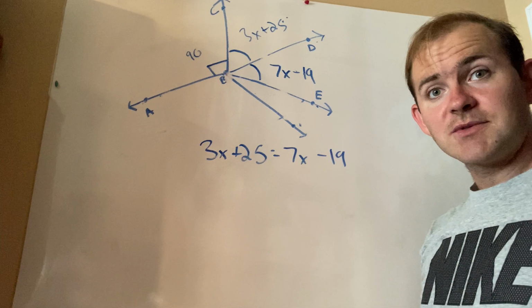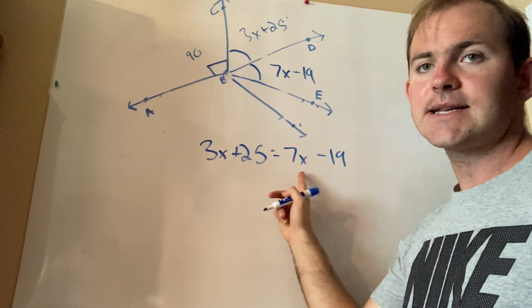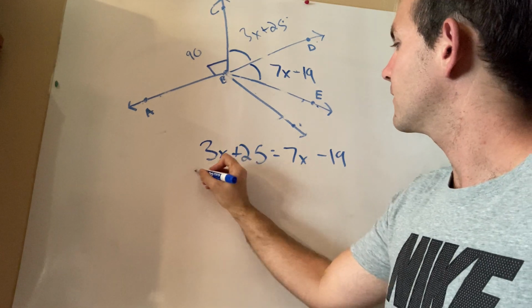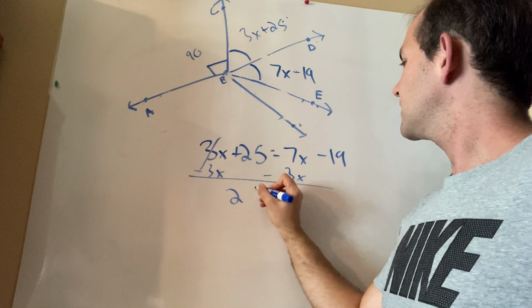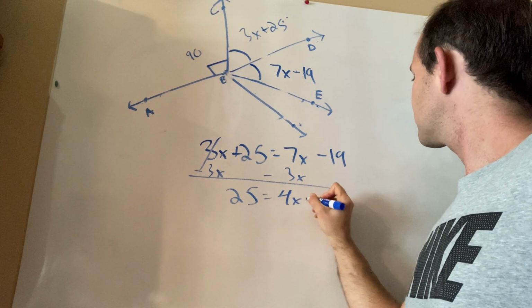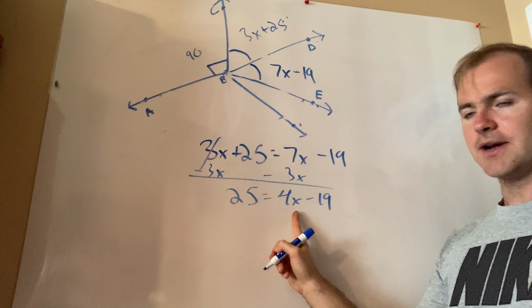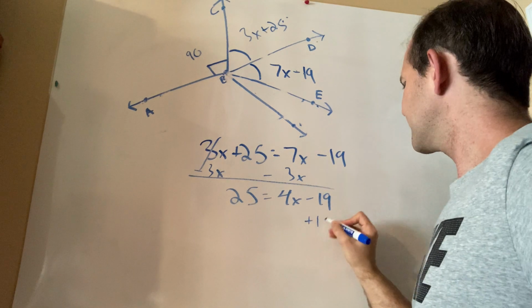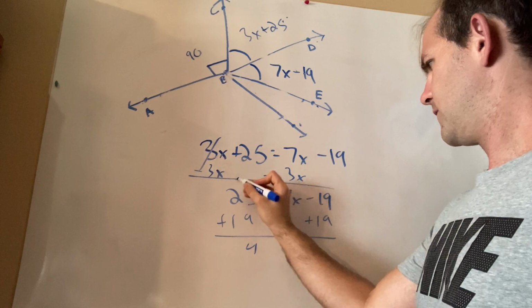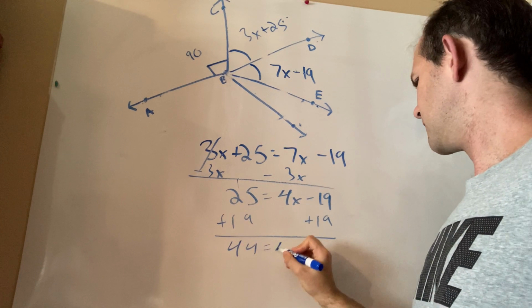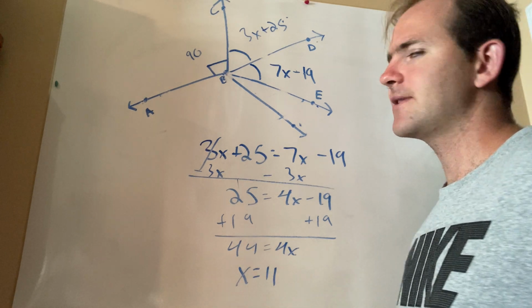Then, same strategies we talked about before. I would prefer to get the x's on the right because then I end up with a positive coefficient of x as opposed to a negative one. I know a lot of you are comfortable with the equations, but for a few, this review might help. So I got the x's on the right, and I added the 19 to the other side to collect the constants on the left. So 44 equals 4x. Divide both sides by 4, and I get x equals 11.